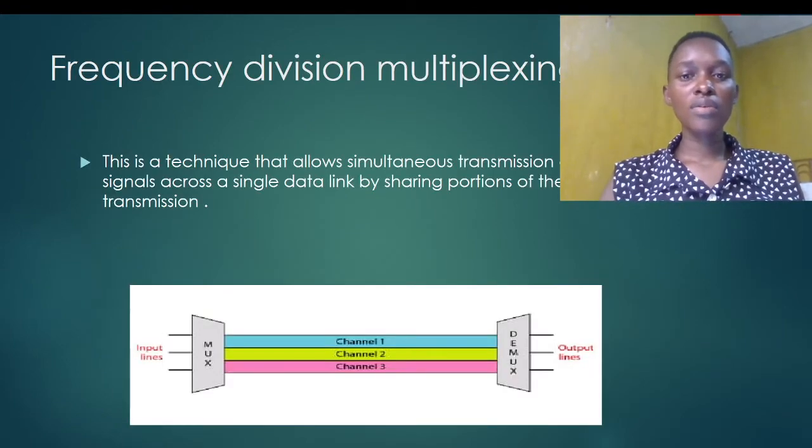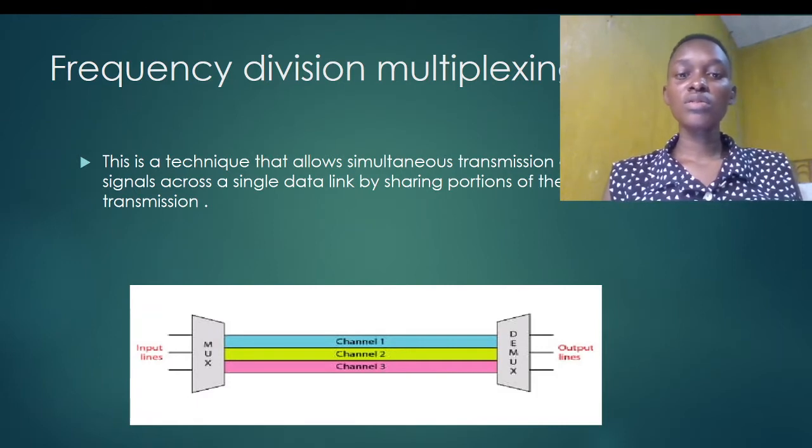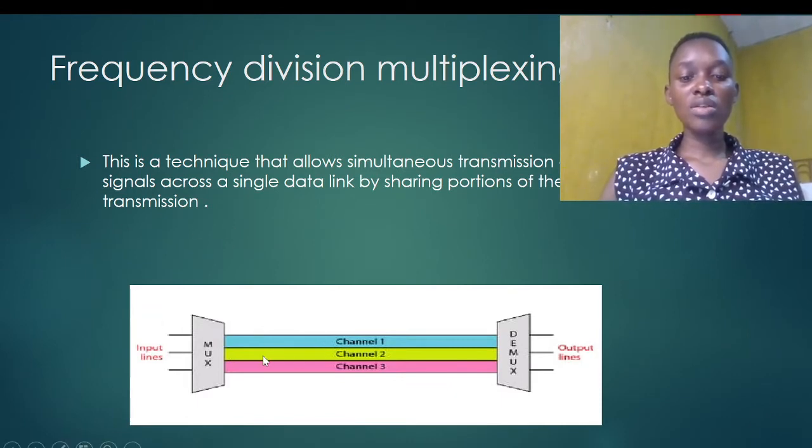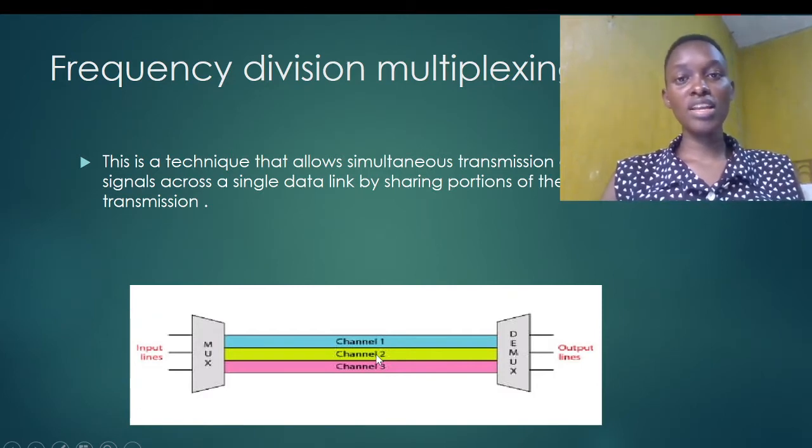I'll start with the frequency division multiplexing. This is a technique that allows simultaneous transmission of multiple signals across a single data link by sharing portions of the link for transmission. Here we can have our input lines carrying signals that are multiplexed into a composite signal that will be transmitted over the single data link, and the signals in that composite signal will take portions of the link known as channels, because a channel is a portion of a link.